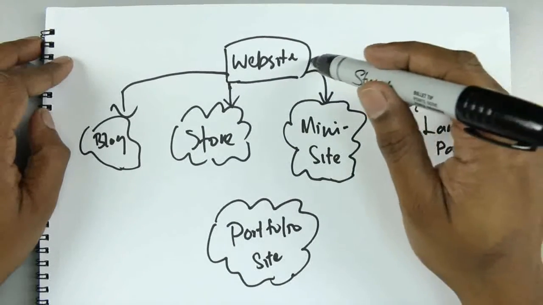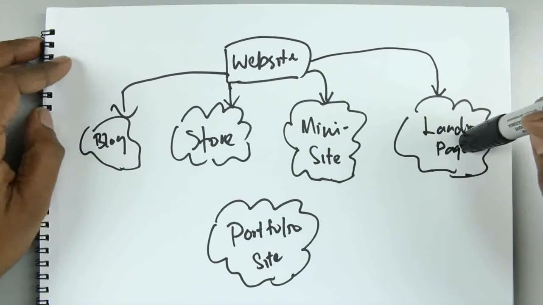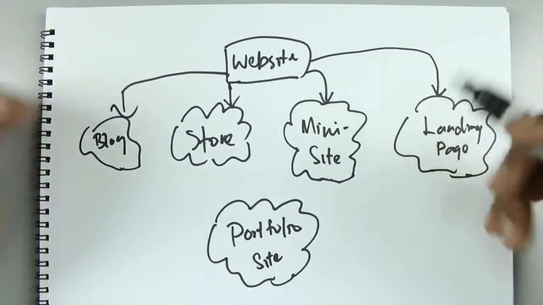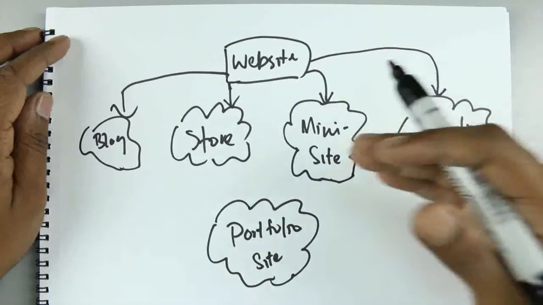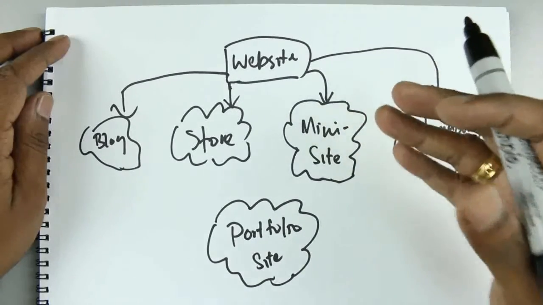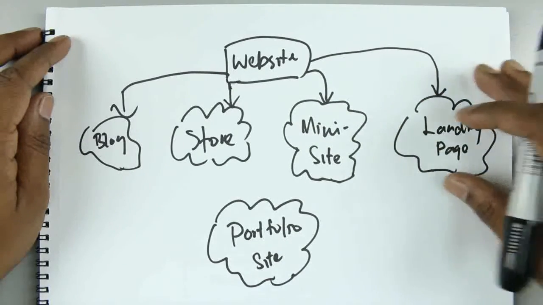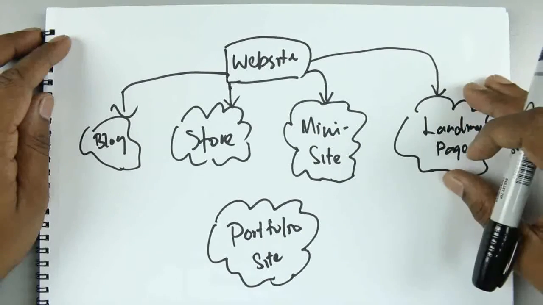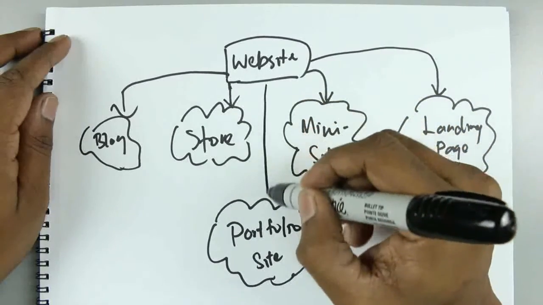And lots of online marketers like to do a landing page. A landing page is also another type of website. A landing page is basically one single page, similar to a mini site, except that it has far fewer pages. A mini site, although the name is mini, can grow quite large to 20-30 pages. A landing page typically is just one or two pages, something that serves a very specific purpose, like capturing opt-ins.